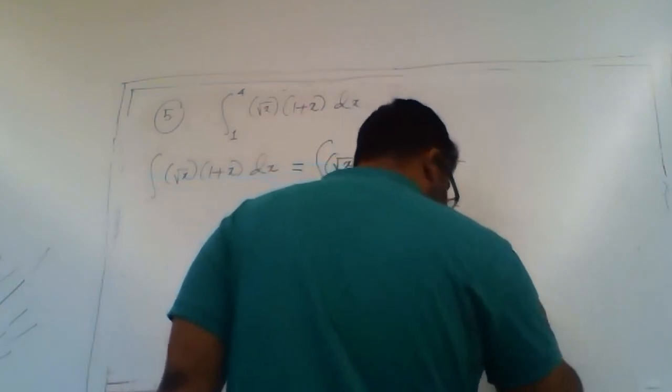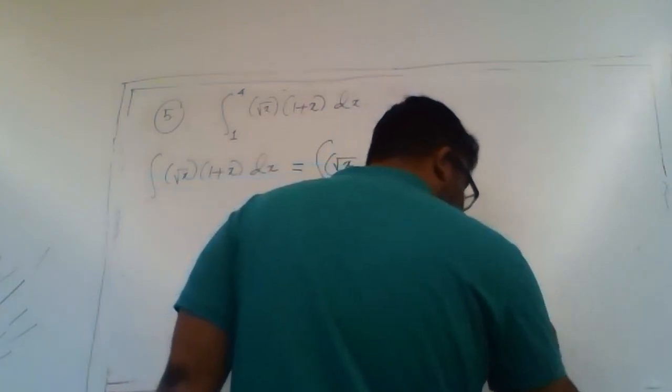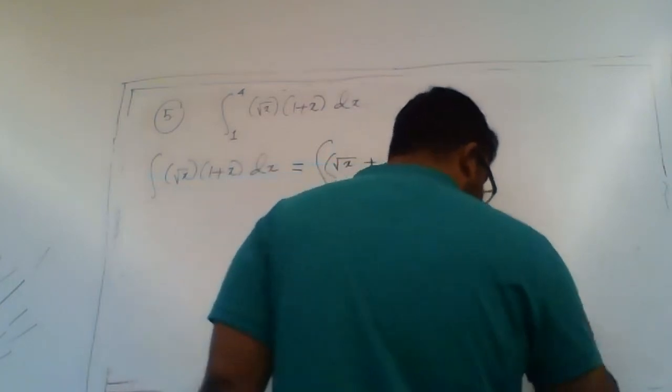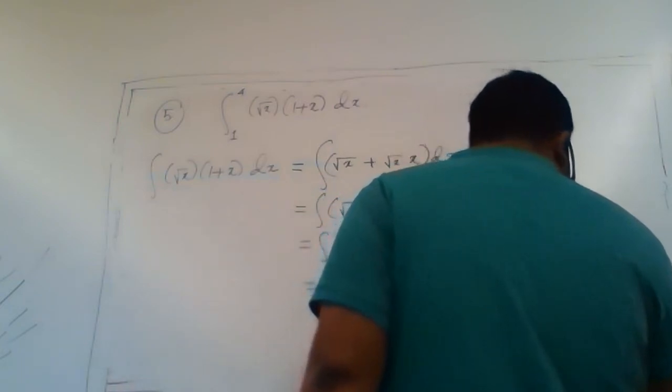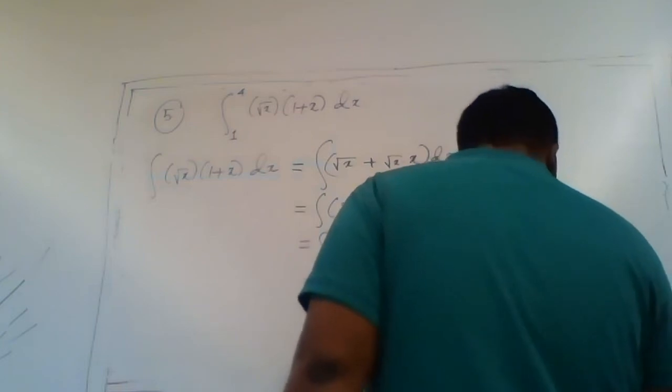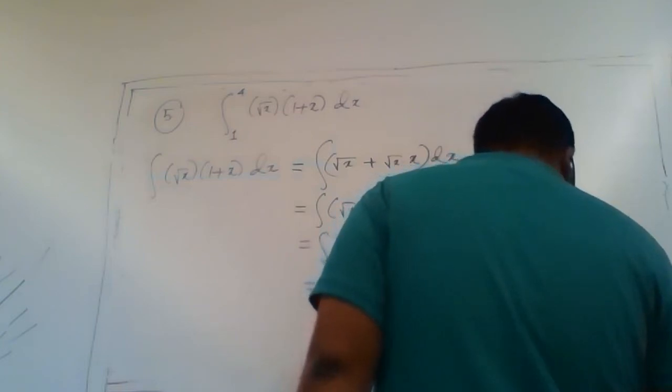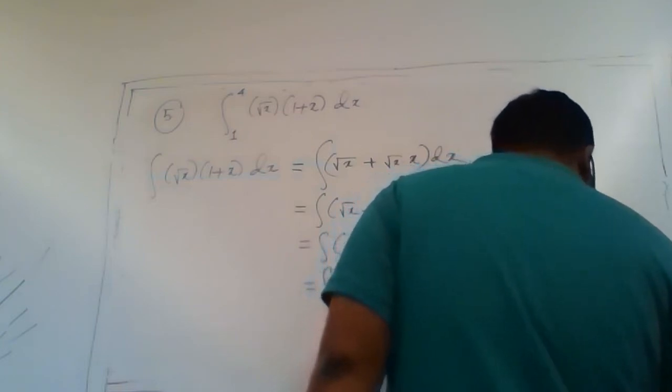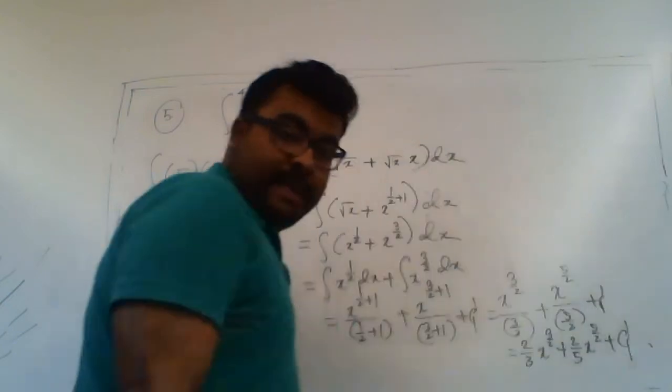So you get x to the power 3 over 2 by 3 over 2, x to the power 5 over 2 by 5 over 2 plus c. You get 2 over 3 x to the power 3 over 2 plus 2 over 5 x to the power 5 over 2 plus c. That was the value you get.